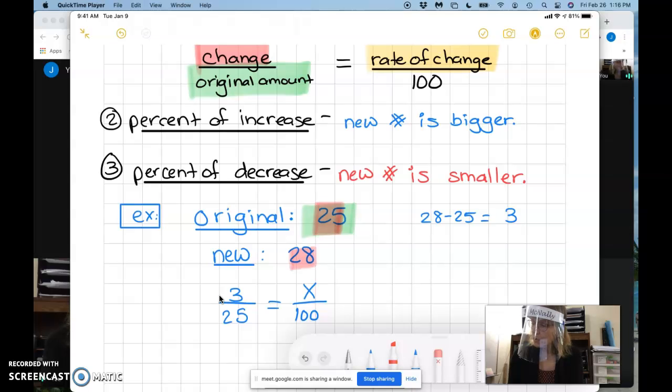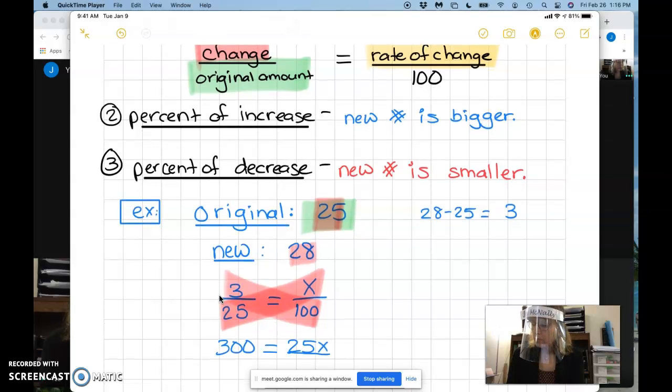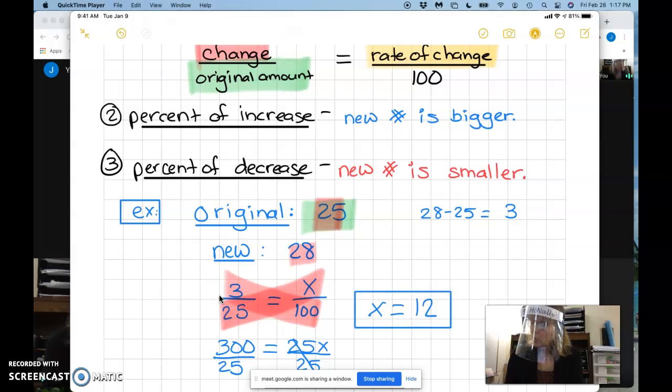Yes, so let's cross multiply. What is 3 times 100? 300. And what is 25 times x? 25x. So what do I do now to get x alone? Yep. So we're going to divide both sides by whatever's next to x, which in this case is 25. And how much is it? 12. So if we do 300 divided by 25, we get 12. So the percent of change for this problem is 12.